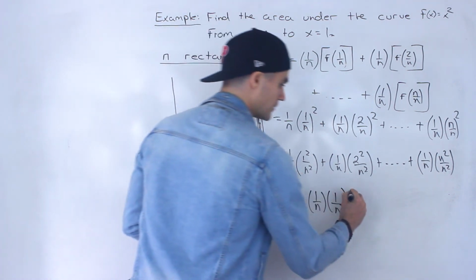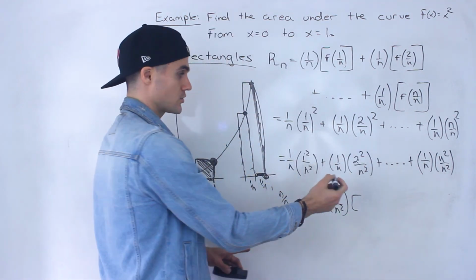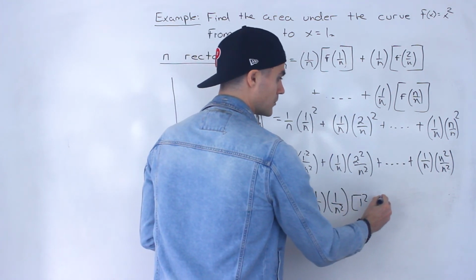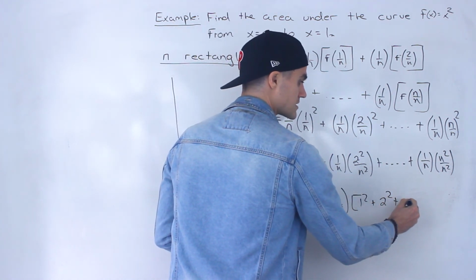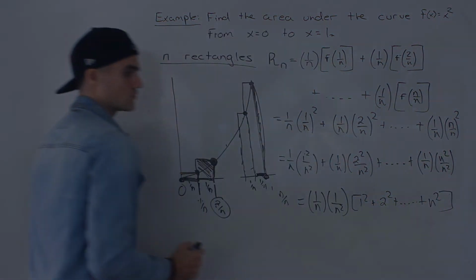And so what am I going to be left with? I'm going to be left with just the expressions in the numerator. So we're going to have 1 squared plus 2 squared plus, skip all the way to n squared.